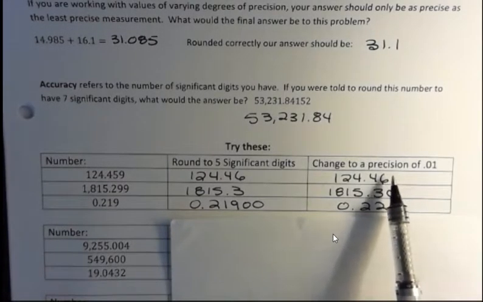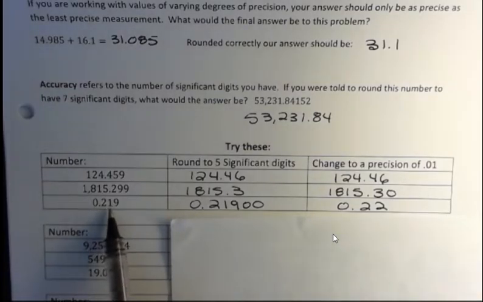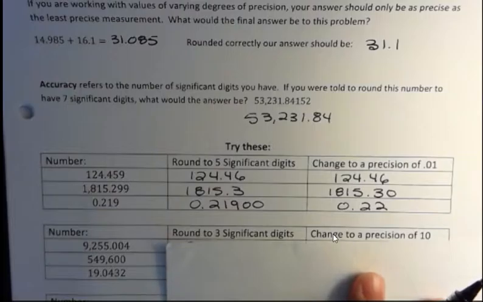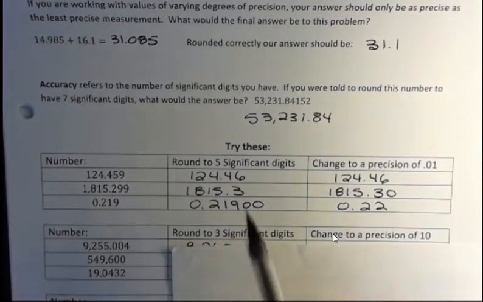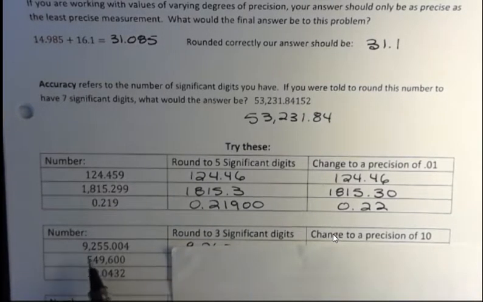This one, though, to a precision of 100ths, we just want to round it to the hundredths place, and so that would become 0.22. So very different looking at the end, where they looked this similar as we started. What about 3 significant digits?